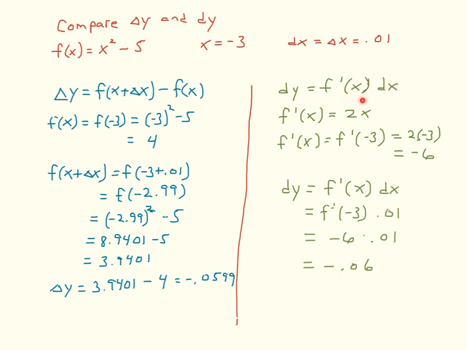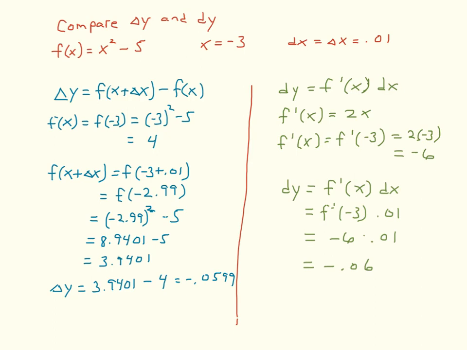Now let's take a look at dy. dy is going to be f prime of x dx. In this case, f of x was x squared minus 5, so f prime of x is just 2x. So the next thing I have to do is find f prime of negative 3, and when I do that, I get negative 6. So the differential of y, dy, is f prime of x times dx, which will be f prime of negative 3 times 0.01, which is negative 6 times 0.01. I get negative 0.06.